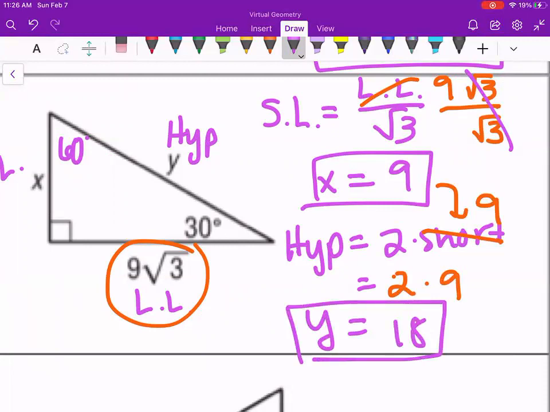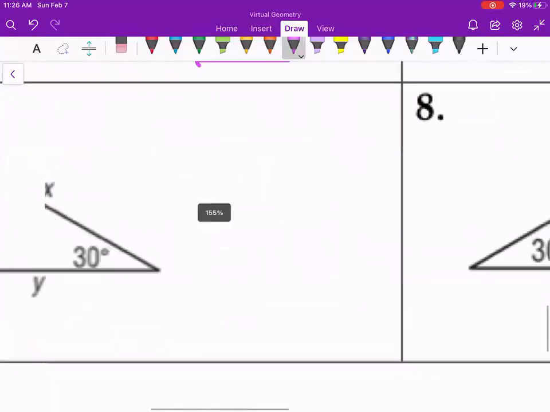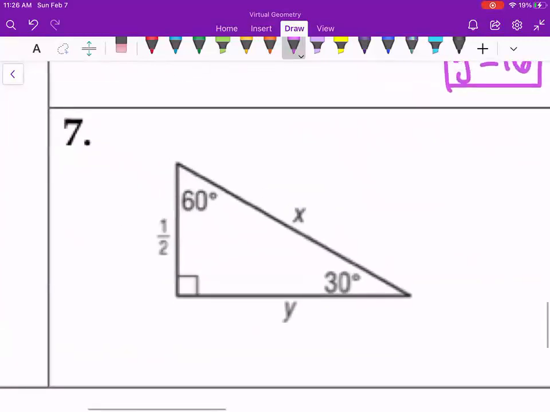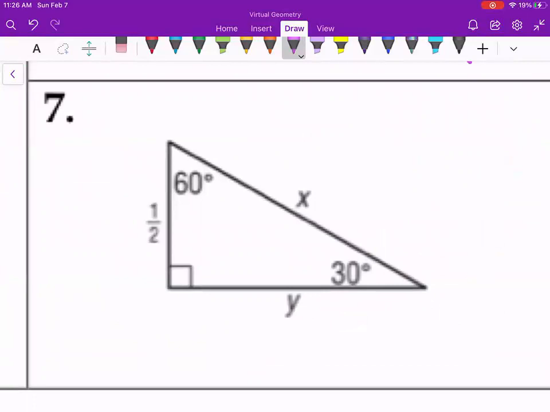Again, hopefully now this is getting a little bit easier for you guys. We've got 2 more examples. And again, I want to go through all of these. The more practice we get, the better off it's going to be.